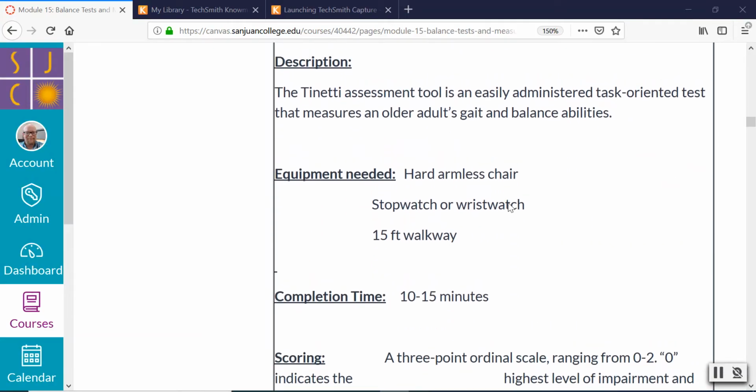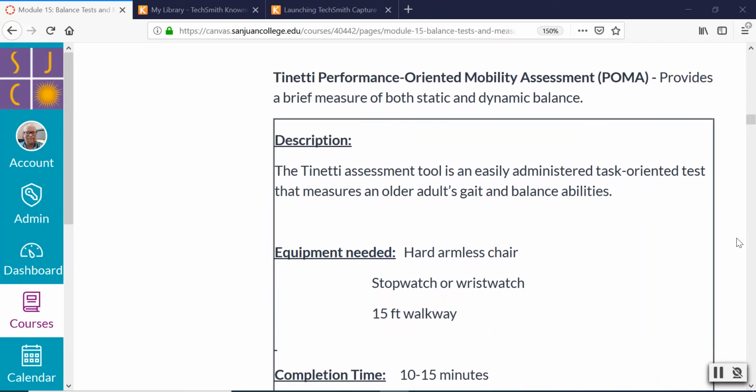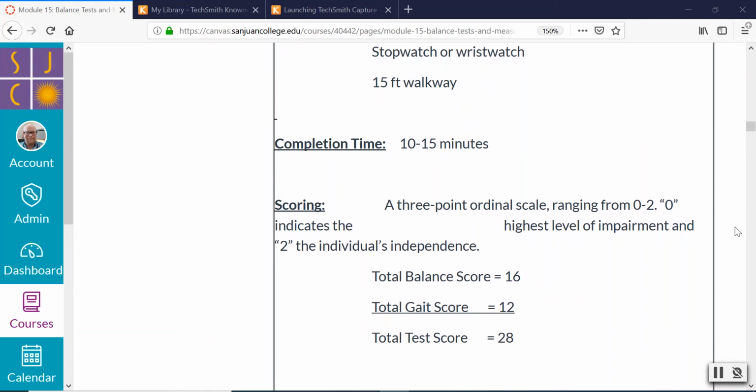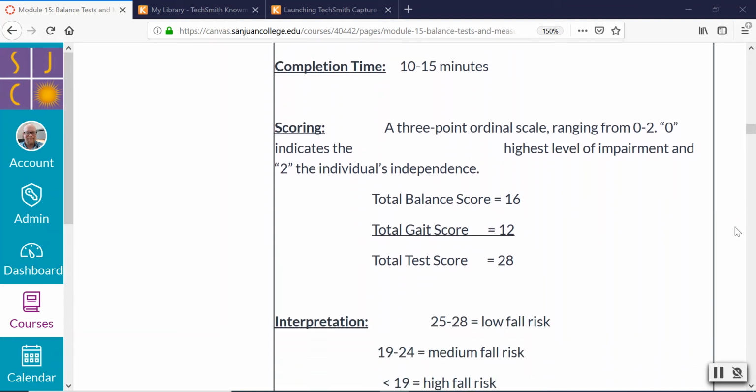The next one is Tinetti. Tinetti is super easy and quick. They have actually decided that it's not a very good test, though. It just doesn't give a very accurate measurement. And so you're starting to see people move away from this, although it used to be super common, and you will still see it some.